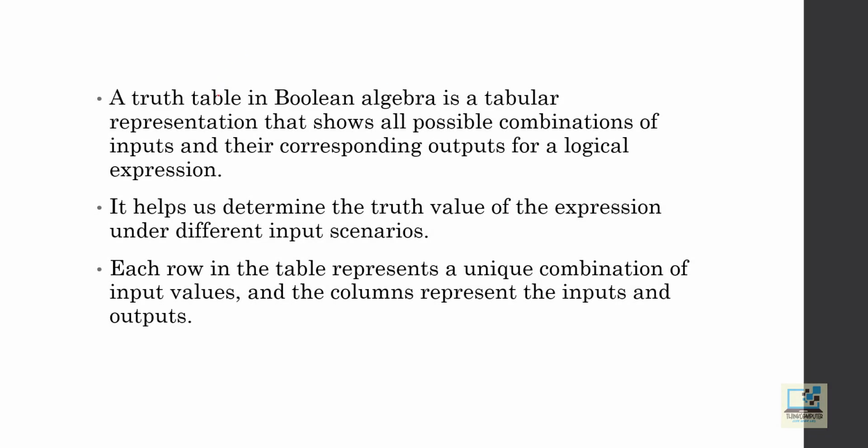So a truth table in Boolean algebra is a tabular representation that shows all the possible combinations of inputs and their corresponding outputs for a logical expression. It helps us to determine the truth value of the expression under different input scenarios. Each row in the table represents a unique combination of input values, and the columns represent the inputs and output.